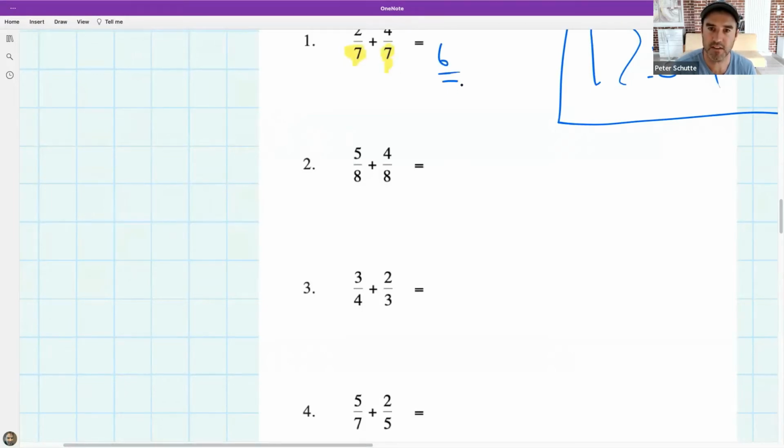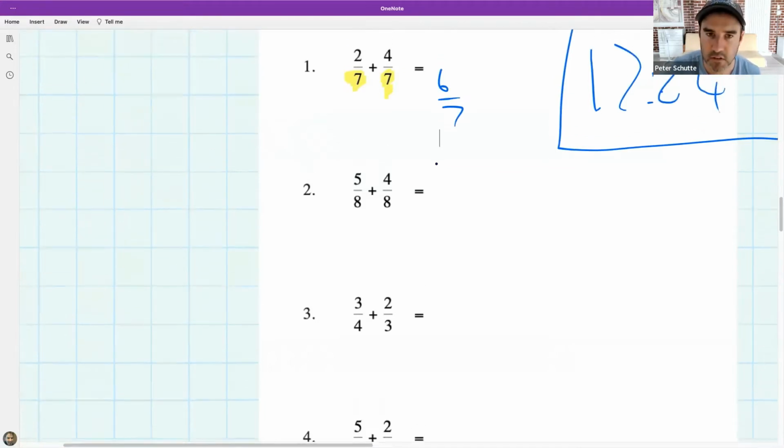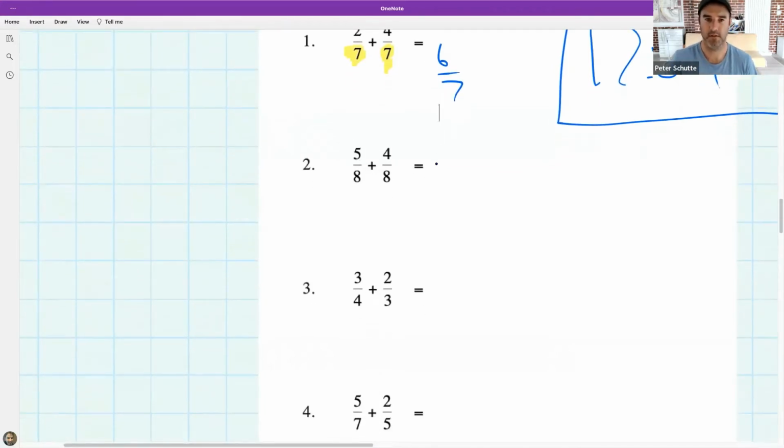We just go, it's 6/7. And using the same reason, because the denominators are the same in the second question, we can go straight away, it's just 9/8. Now, at this stage, you'll notice that the number on top is bigger than the number at the bottom. And we call this an improper fraction. However, there's nothing wrong with having that.